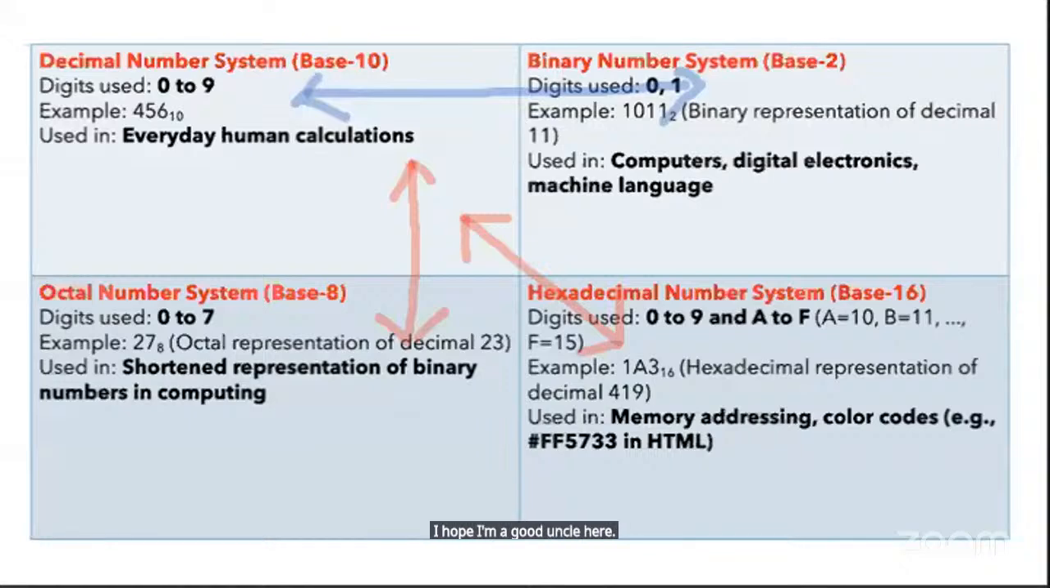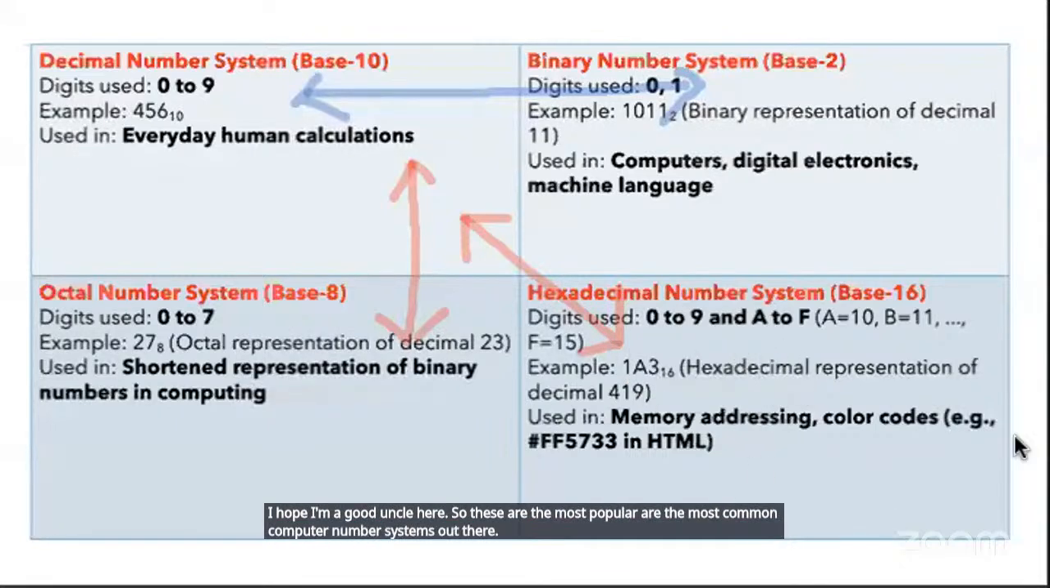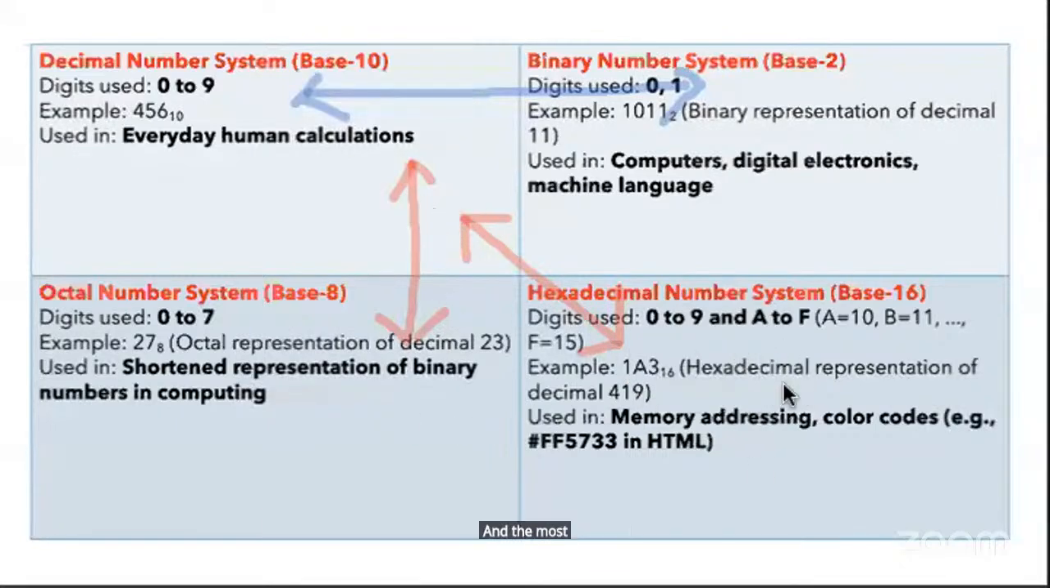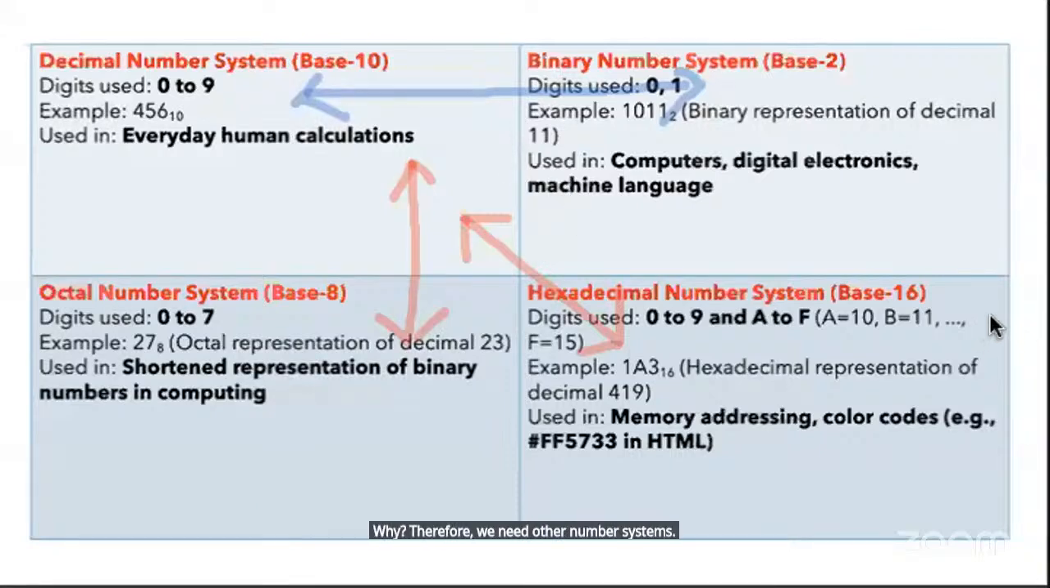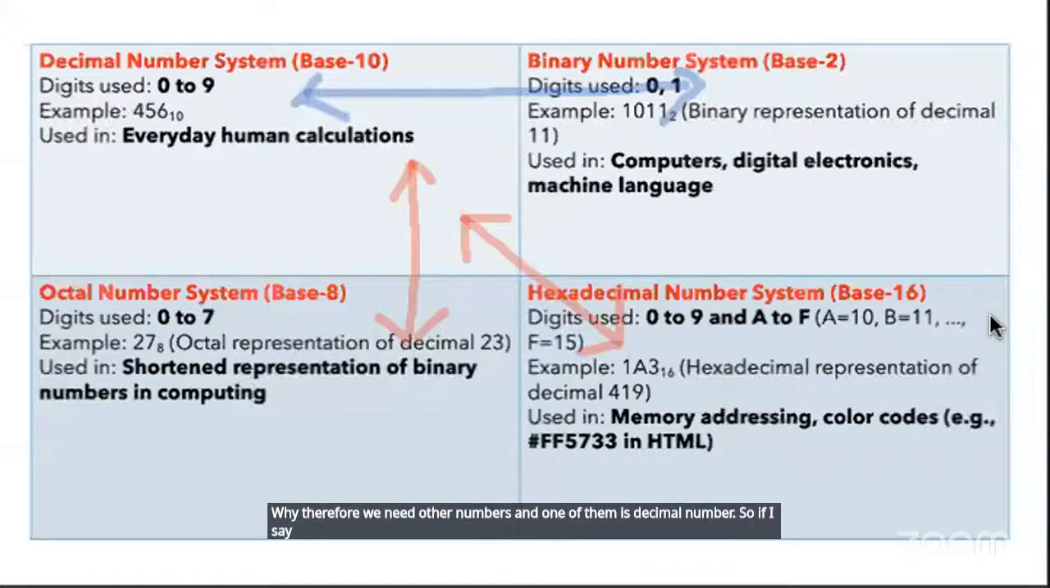So these are the most popular or the most common computer number systems out there, and the most popular among humans is the decimal number system. I've told you why the number systems are needed, because binary alone, which is used by computer, will be extremely difficult for us to understand. Therefore, we need other number systems. One of them is decimal. So if I say I will give you 10K, you understand what it means. But if I say I will give you 0111010K, you don't understand what that means.